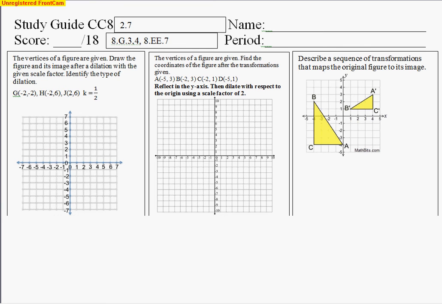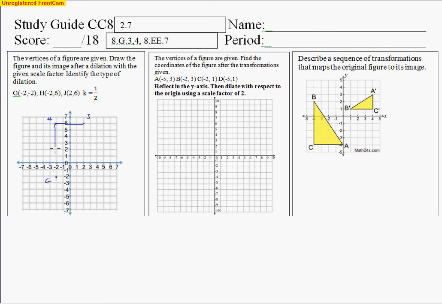So let's go ahead and draw the figure first, because that's what it's asking for. So over 2 spaces to the left, down 2. And we'll put a G down there. And then we're going to go over 2 to the left and then up 6 spaces. And we'll put H. And then over 2 to the right up 6 spaces and we'll put J. So there is the figure to start with.